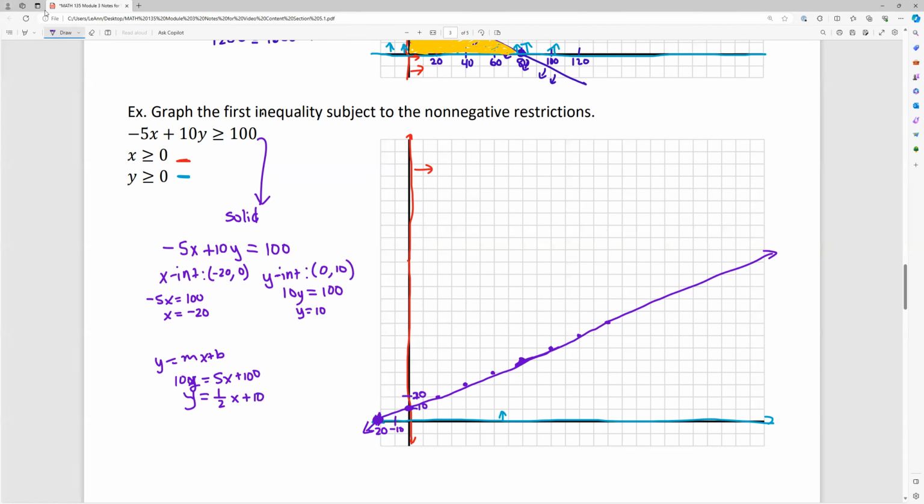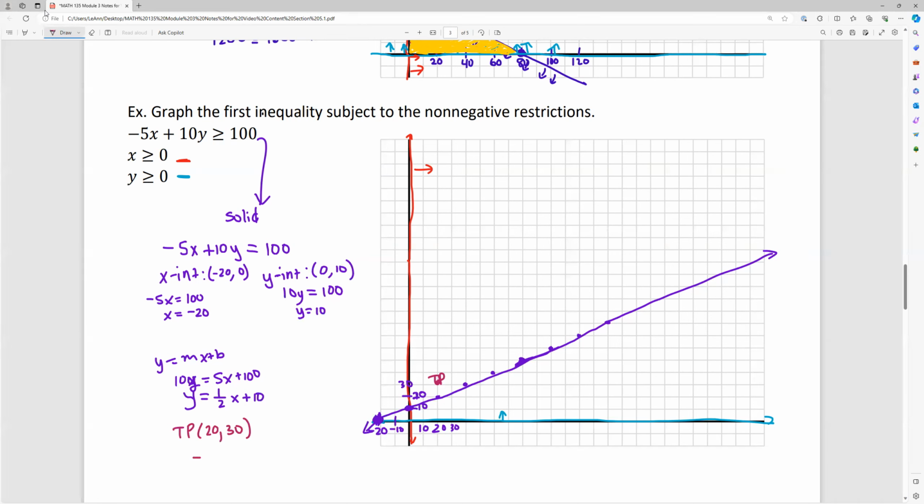Now let's get our test point. I'm going to label a few more of these: 10, 20, 30. This is 30. Let's say I want to choose the test point. Since it's greater than or equal to, my gut instinct is that we're going to be up above the purple line. So maybe I want to pick a test point above here. So maybe I want to pick 20, 30 as my test point. Okay, so the test point is 20, 30.